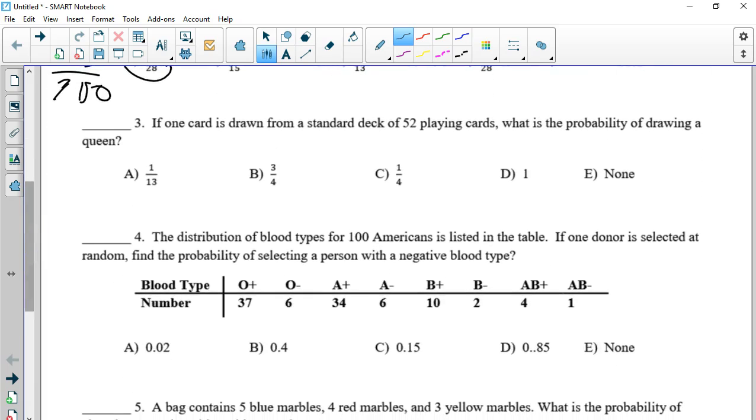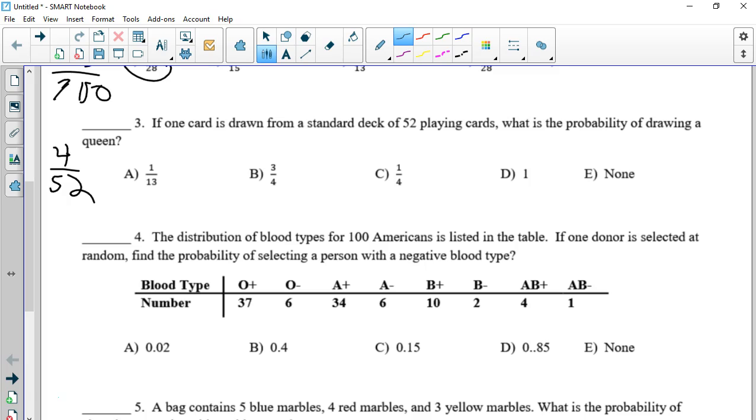Number 3, if one card is drawn from a deck of 52 playing cards, what's the probability of drawing a queen? Okay? Well, remember, there's 4 suits. Hearts, diamonds, spades, and clubs. There's 4 suits. That means there's 4 queens. There's 4 jacks, 4 tens, 4 twos, 4 of each suit. So, how many queens are in a deck? 4. Out of how many? 52. Number's not up there.